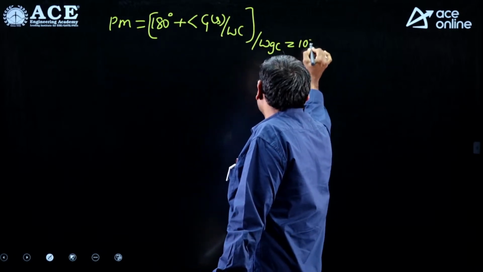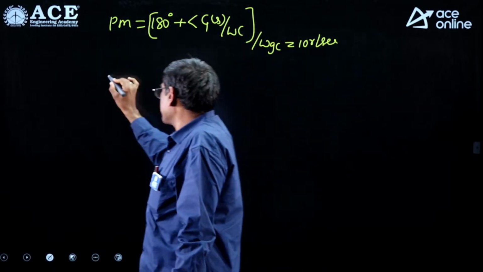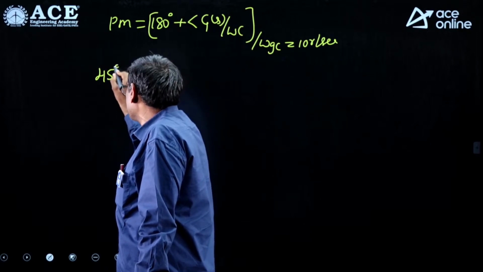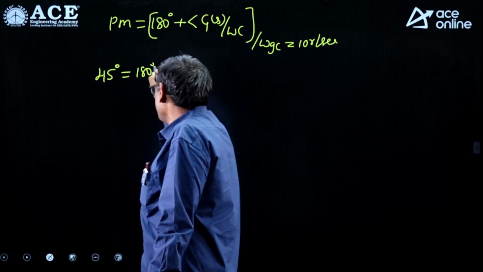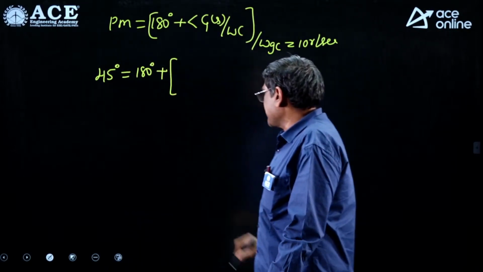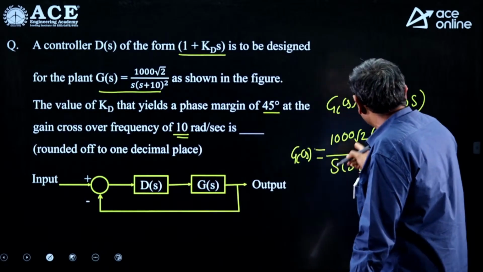10 radians per second is given. So what phase margin is required? 45 degrees is required. So 180 plus the angle of GH. You write the angle GH.